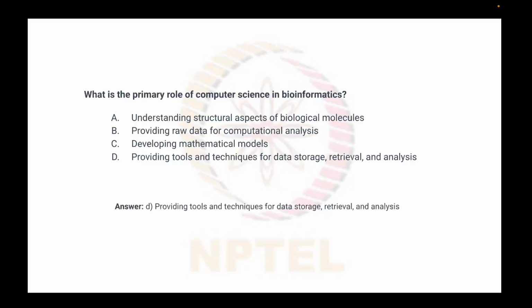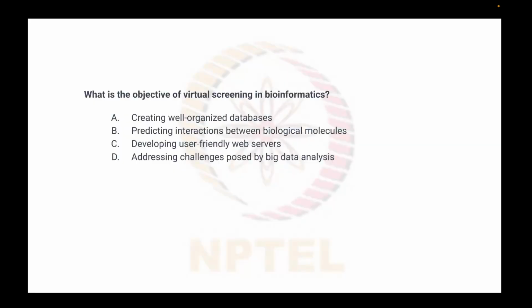So the role of computer science in bioinformatics is providing tools and techniques for data storage, retrieval, and analysis. Then I have one more. What is the objective of virtual screening in bioinformatics?